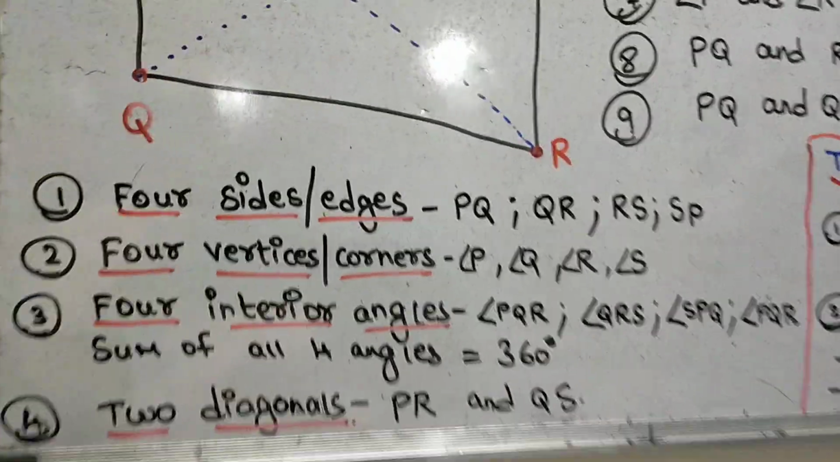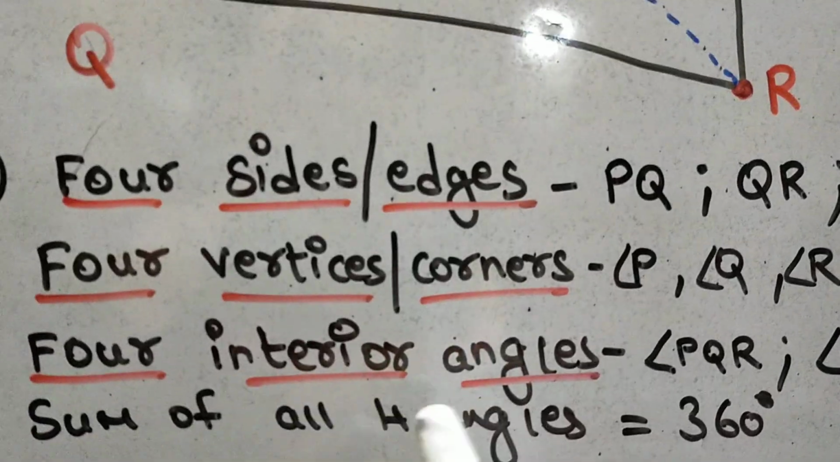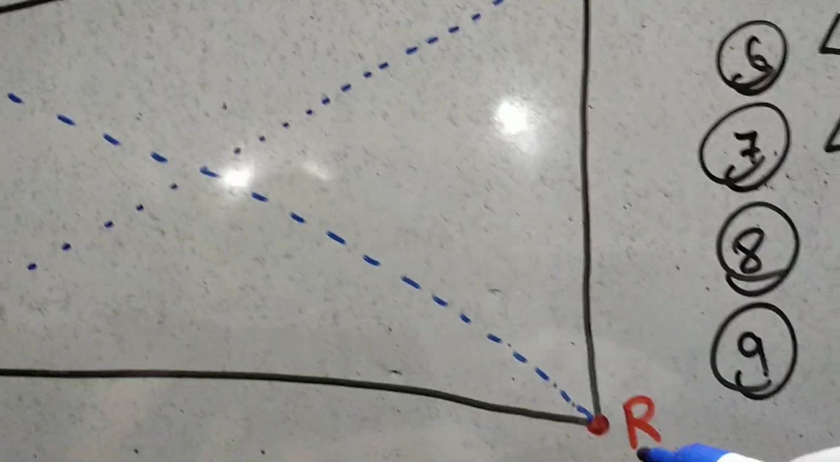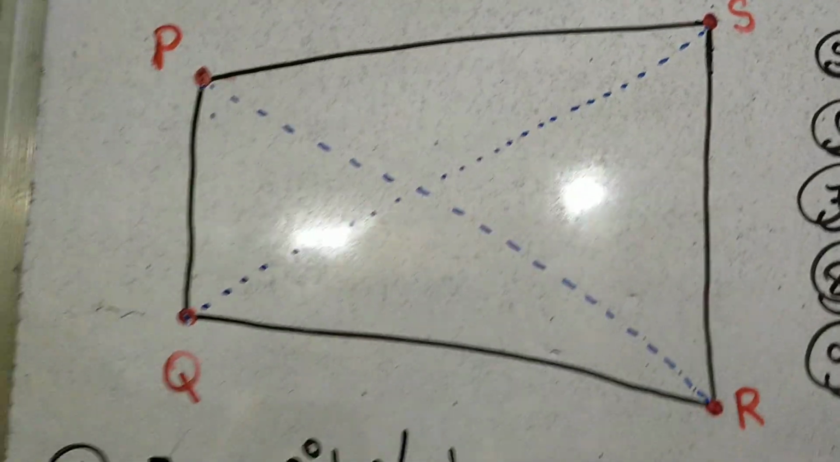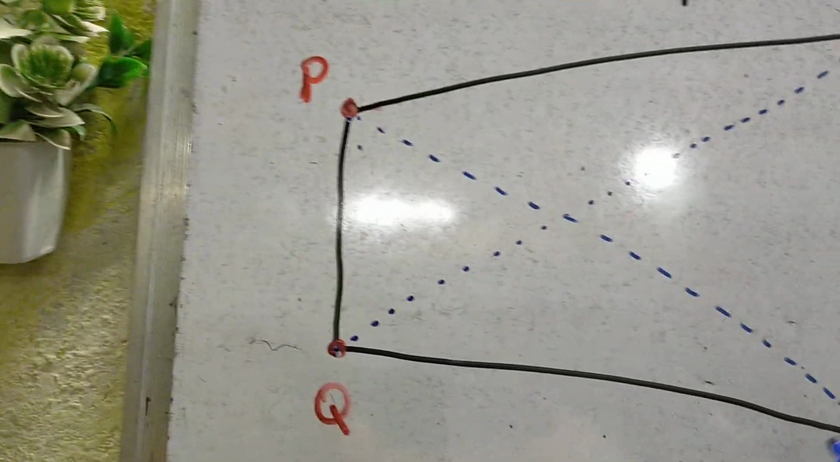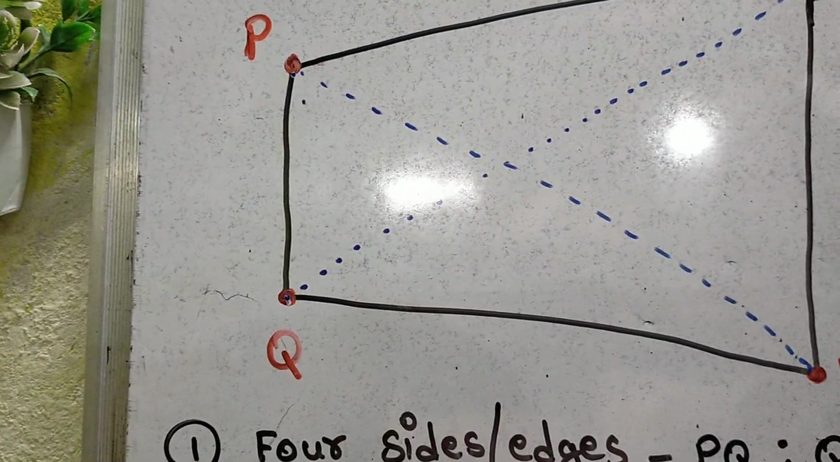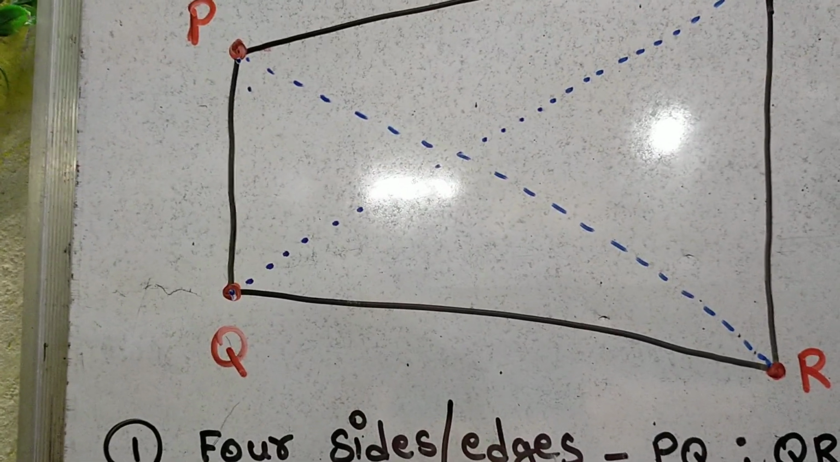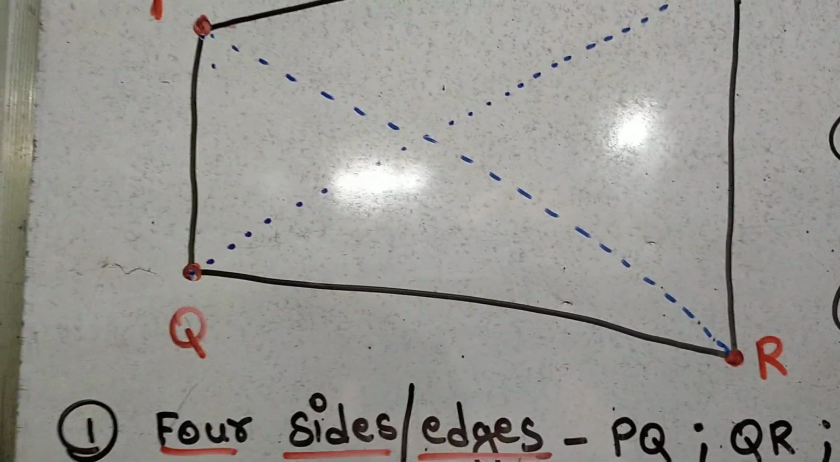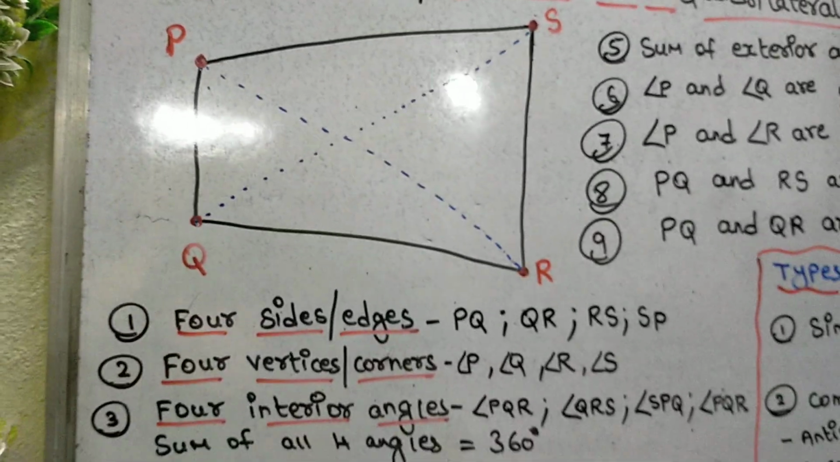Then the next characteristic is it has 4 interior angles. Kids, you know that closed figures have interior angles as well as exterior angles. So they have 4 interior angles. Simple, right? See, P, Q, R and S. Angle P, Q, R. Then Q, R, S. Then one more, S, P, Q. Then P, Q, R. Like that. How many angles do you have altogether?